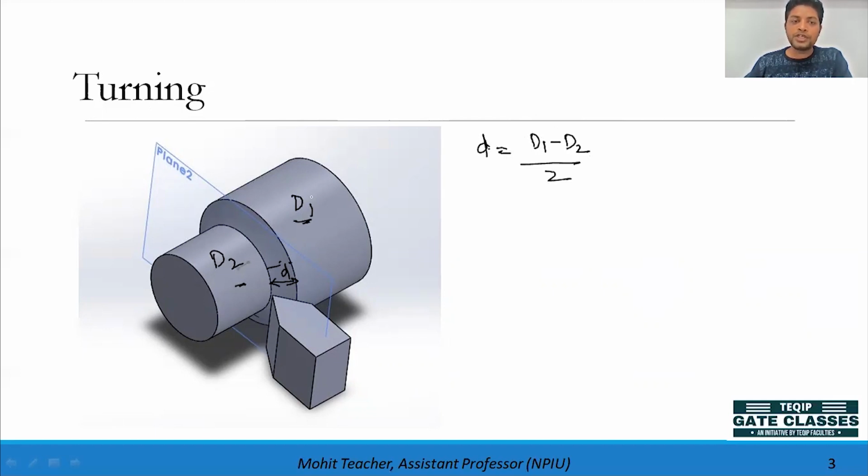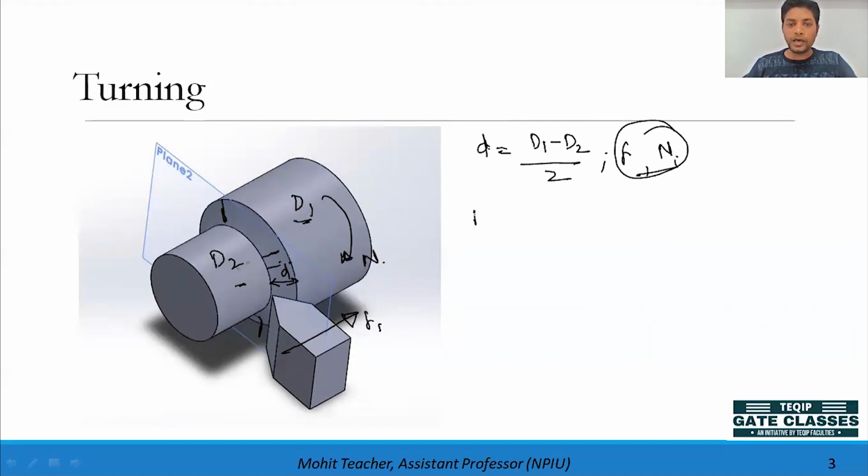Okay, D1 minus D2 gives the thickness, this portion plus this portion, both together, so the depth of cut will be (D1 minus D2) by 2. Now suppose f is the feed given to you, through which this single point cutting tool moves in this direction, and N is the rotational speed at which the shaft is rotating. So f into N.